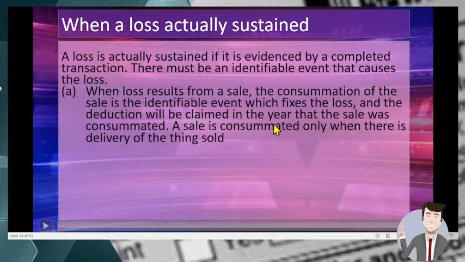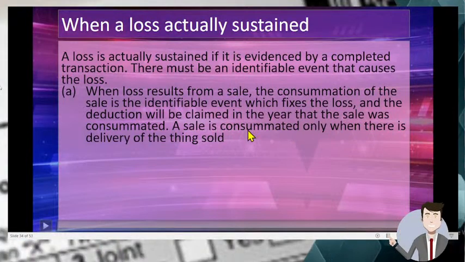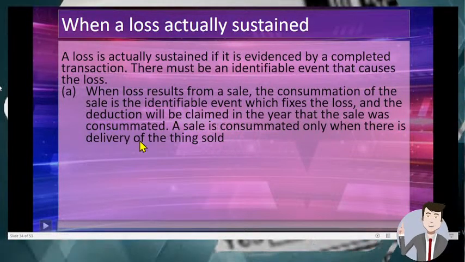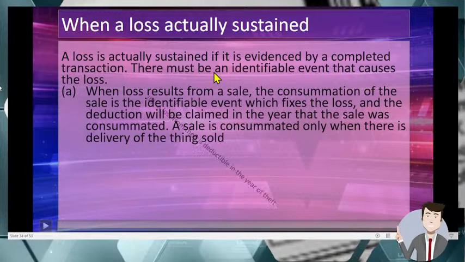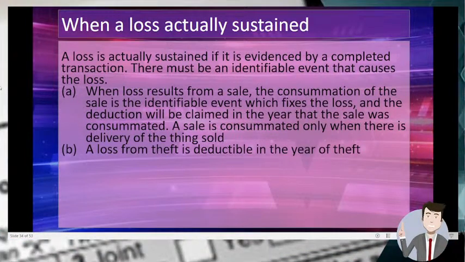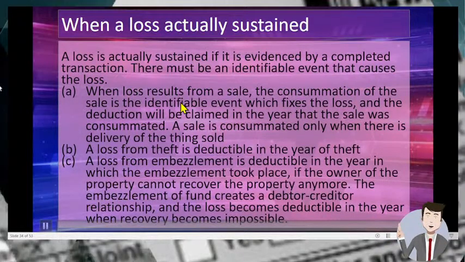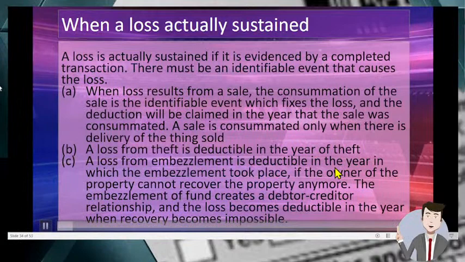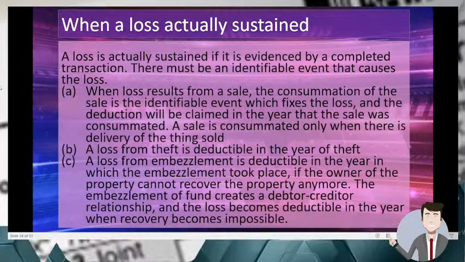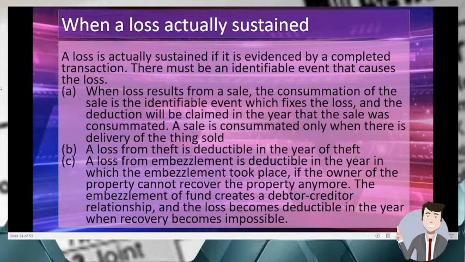So the sale is consummated, and when we say consummated, guys, completed, only when there is a delivery of the thing sold. Okay? So a loss from theft is deductible in the year of the theft. A loss from embezzlement is deductible in the year in which the embezzlement took place. If the owner of the property cannot recover the property anymore, the embezzlement of funds creates a debtor-creditor relationship, and the loss becomes deductible in the year when the recovery becomes impossible. Okay?